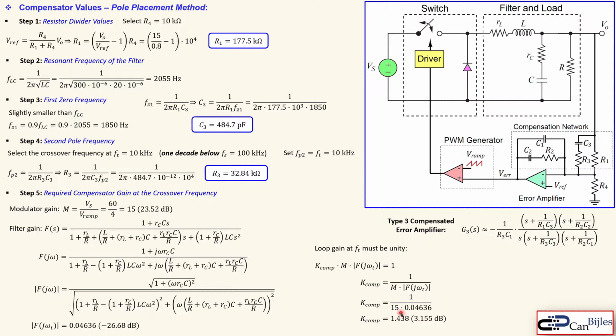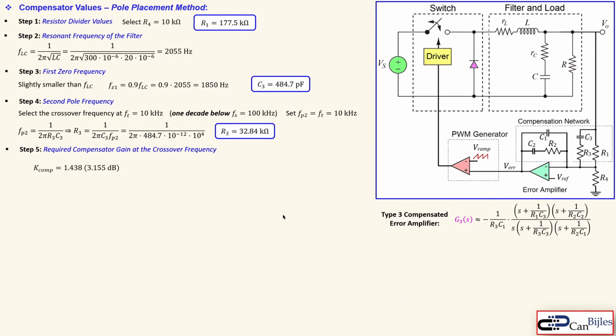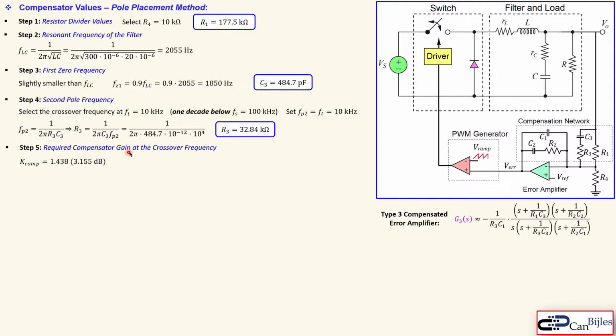So our compensator gain, required in order to lift that to 0 dB or 1, is this much, so 1.438 or 3.155 dB. You can also get to this value by looking at these two values that need to add up to 0 dB, so that's also possible, and you get also this value. Okay, so we know our required compensator gain to get to the unity gain for our loop gain at the crossover frequency, also called unity gain frequency.